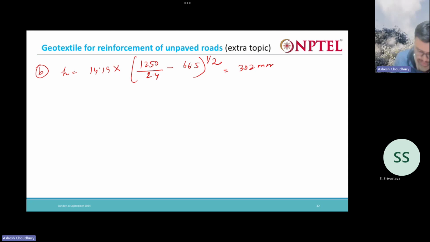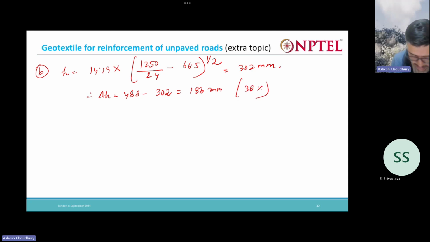That is 302. So you can see a lot of reduction in depth is happening just by using a layer of geotextile. It will be approximately 186 mm, so 38% reduction. Okay, 38% reduction is happening. So this was all about when we use geotextile.